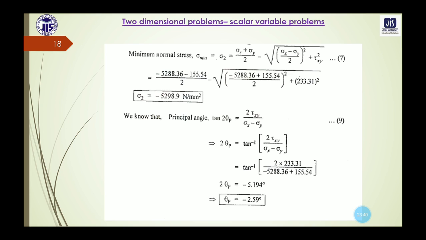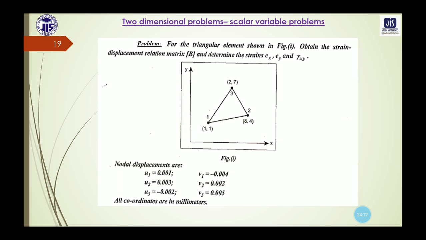So the formula for principal angle tan 2 theta p is 2 tau xy divided by sigma x minus sigma y. This is equation number 9. That means 2 theta p is tan inverse of 2 tau xy divided by sigma x minus sigma y. So we need to put the values of the shear stress and the normal stresses here. Finally we get tan inverse of something, which is actually minus 5.194 degree. So the value of the principal angle theta p is minus 2.59 degree.